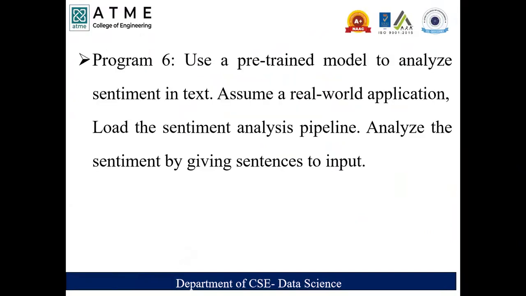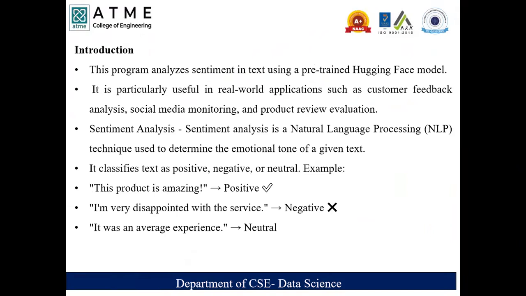Today we will be discussing Program 6, which uses a pre-trained model to analyze the sentiment in the given text. We are going to assume some applications and load the sentiment analysis pipeline, then analyze the sentiment by giving different sentences as input. Mainly, we analyze sentences given as text input to pre-trained Hugging Face models. Or you can use the Google API models or the Hugging Face models. Any one of the applications or pre-trained models can be taken and used to check the analysis.